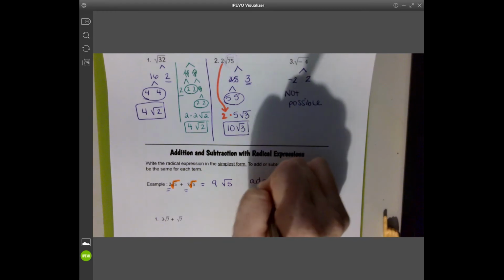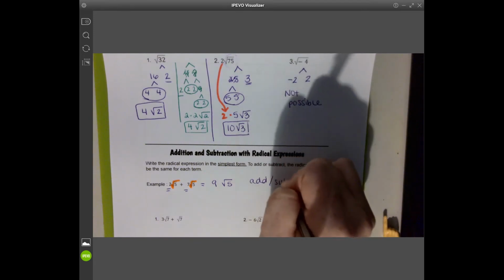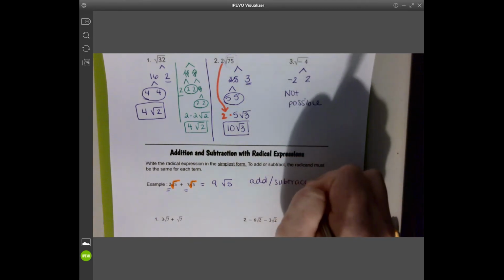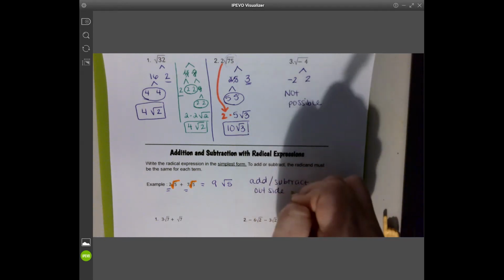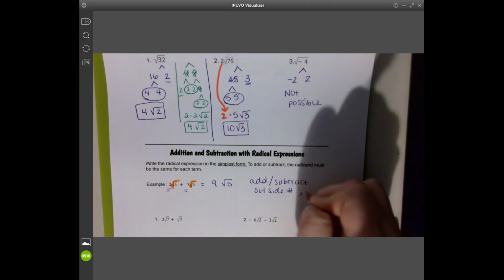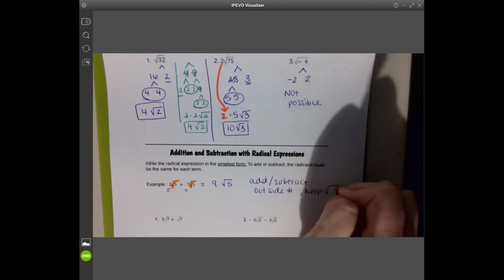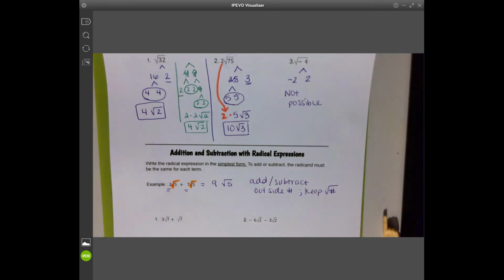So we add or subtract, depending on what we're doing, the outside number, and then we keep the radical number. Again, we want to make sure that radical is simplified. All right, so I'd like you to try number 1.